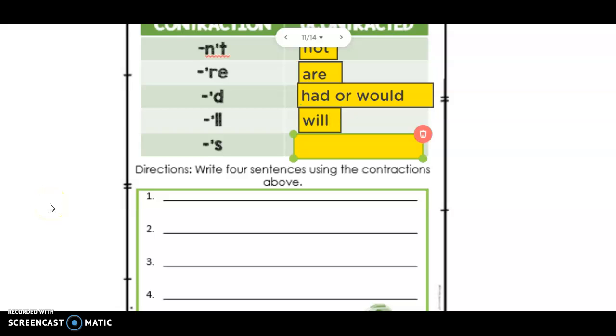And finally, we have the contraction apostrophe S. That can stand for is or us. So you might have the word let's for let us, or he's or she's for is.